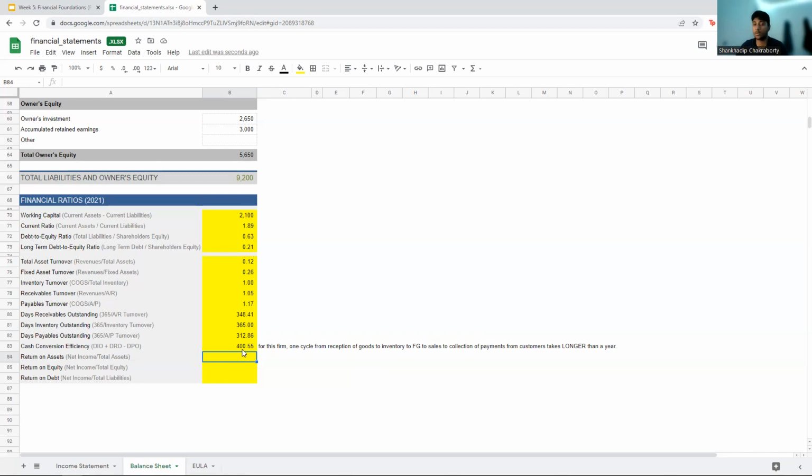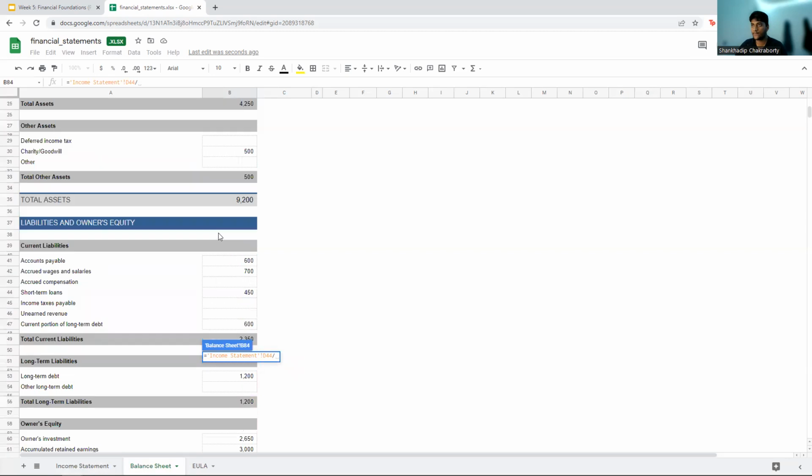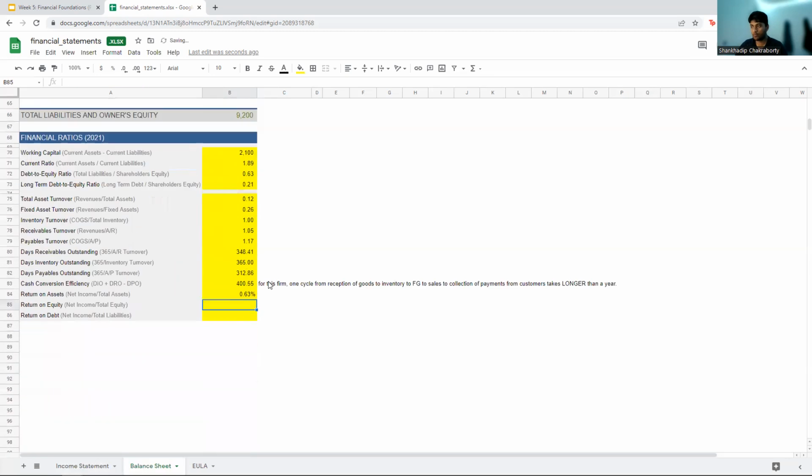This number could have gone lower. It could have gone higher. We don't know. And this could be the industry average. It could be below the industry average, which is good. And it could be above the industry average, which is not good. ROA, this is your net income over total assets. We're going to go all the way to the bottom to net income, divided by total assets. So your ROA is 0.63%, so it's less than 1%.